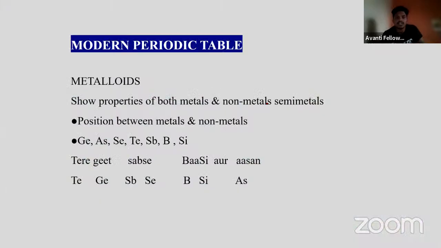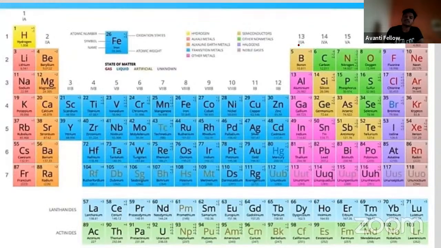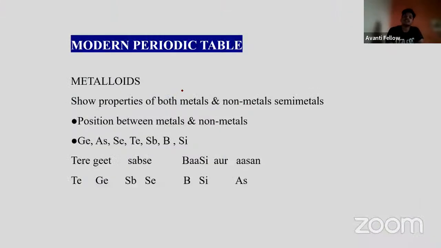Now, let me talk about some of the important things here. You can clearly see some yellow indications. These yellow colored indications are called metalloids. What are metalloids? Metalloids show the properties of both metals and non-metals, so we can also call them semi-metals. Their position has been fixed between metals and non-metals.